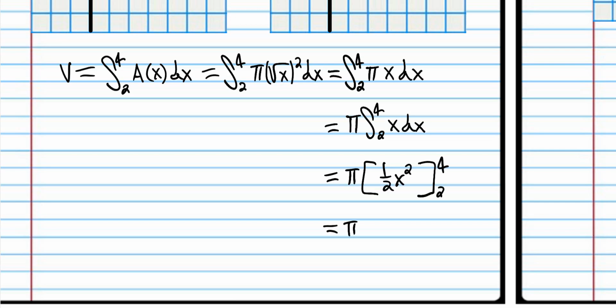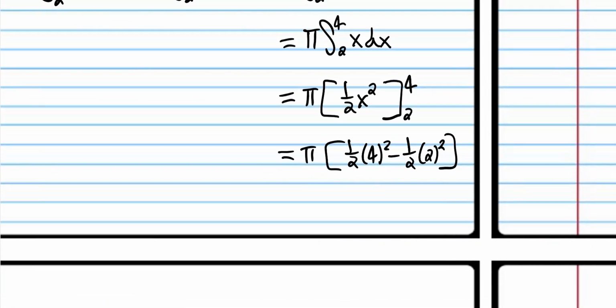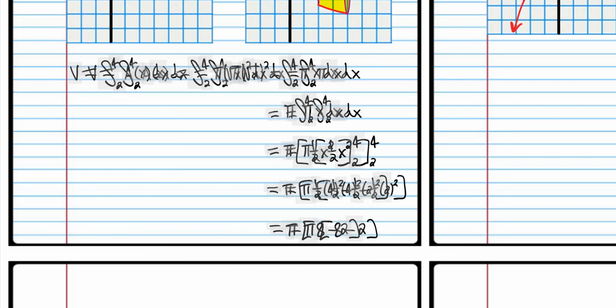So now we're going to plug in 4, and then we're going to plug in 2 and subtract these values. And so we get pi times 8 minus 2, which of course is 6. So our answer is 6 pi.